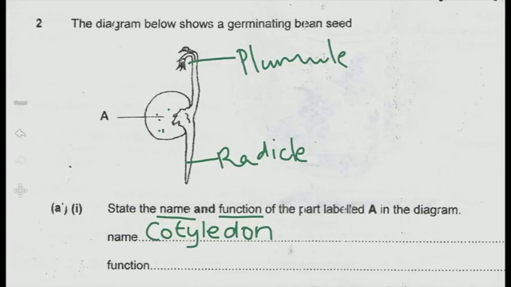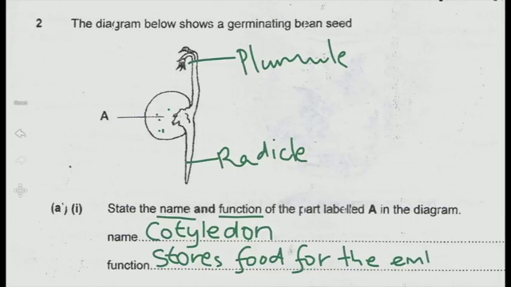The cotyledon, it does what? It stores food for the what? The embryo, because this is an embryo. It stores food for the embryo. Where we say the embryo is a what? A baby plant. This is just a baby plant.